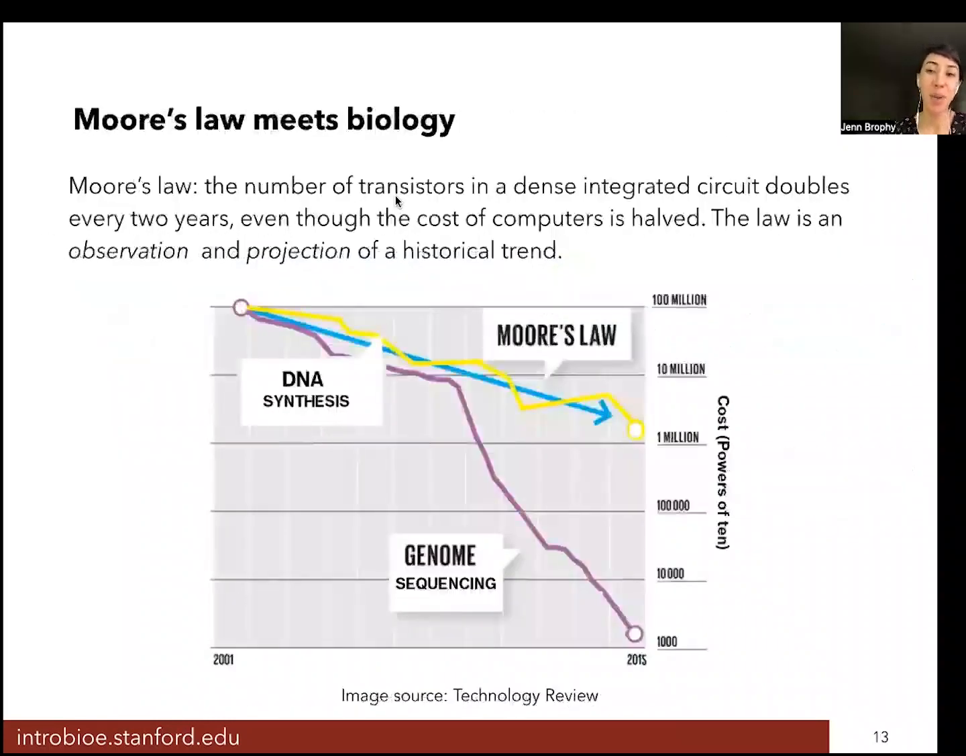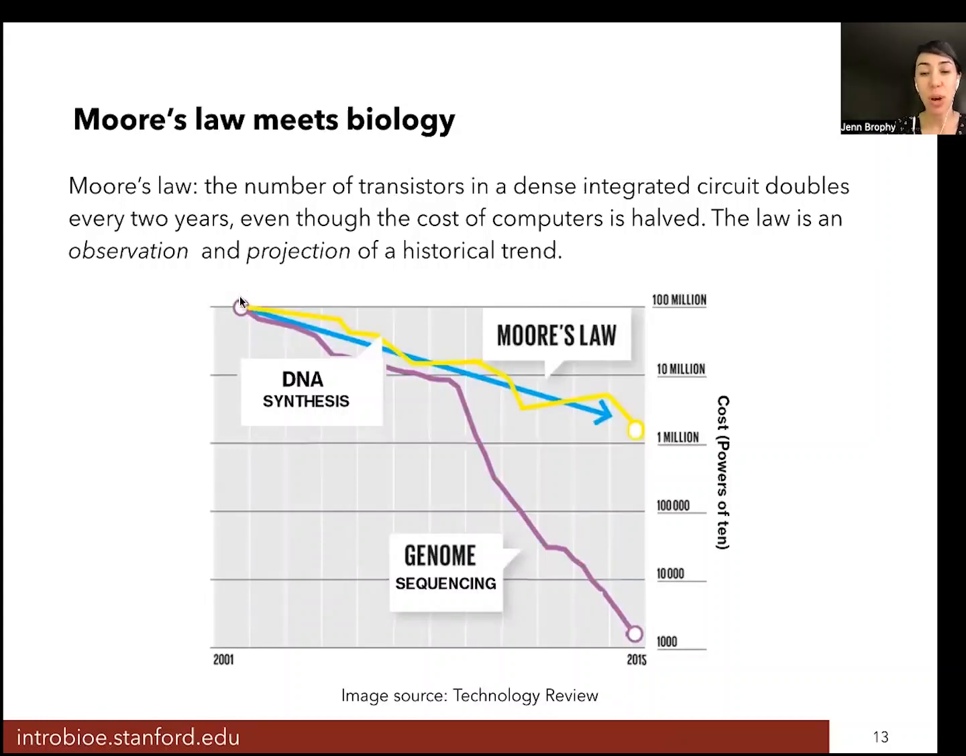Okay, so what's exciting is that the cost of doing DNA sequencing and synthesis is going down. And it's actually going down at the same rate that computers are getting less expensive, which is exciting. So Moore's law is an observation and a projection of a historical trend. It states that the number of transistors in a dense integrated circuit doubles every 2 years, even though the cost of computers is halved. So what that means is that you're getting more computing power for less cost every year.